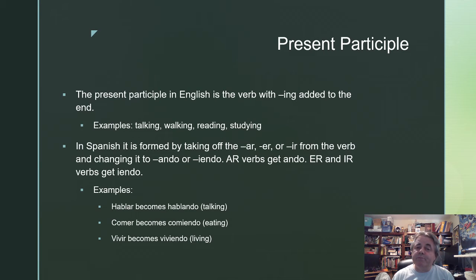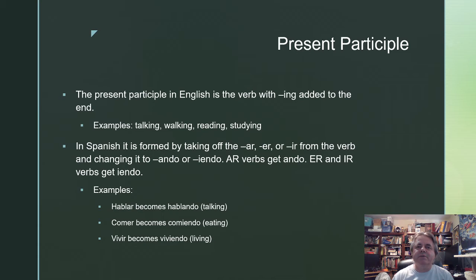The present participle, the second part of the equation: in English, we would just take the verb and add -ing in most cases. So I have a couple of examples here, like talking. I just took the verb talk and added -ing to the back. Walking, again, I just took the verb walk and added -ing to the back. Reading, just took read, added -ing. Studying, same thing.